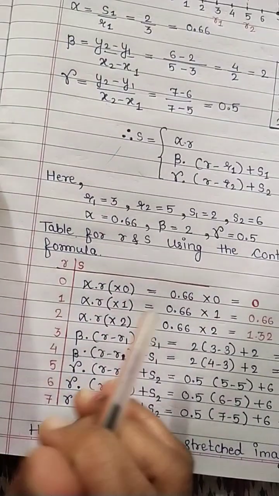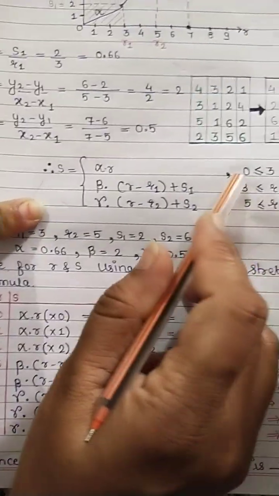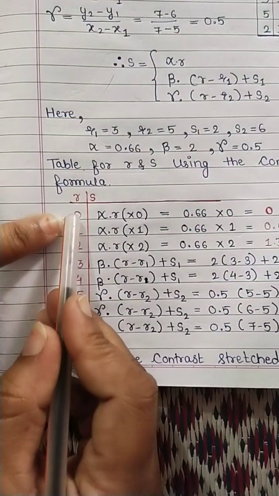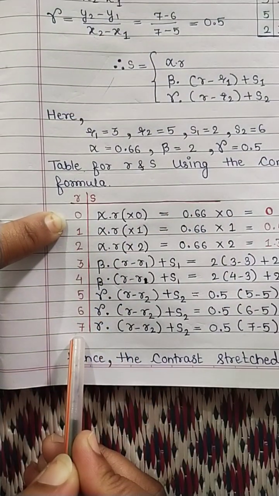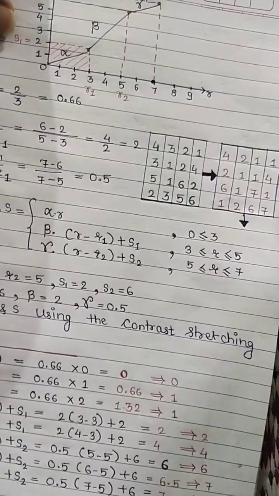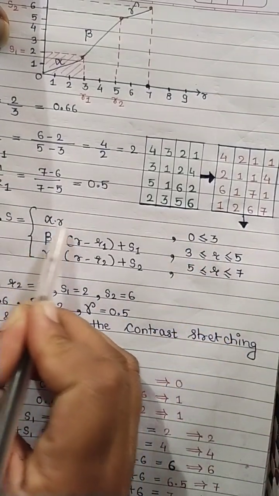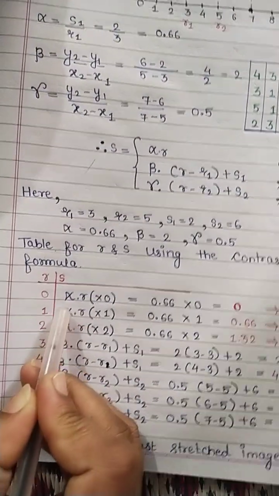Okay, so first step is what? Where we will take the ranges between 0 to 7, right? So I will write 0 to 7 input. Now at the point 0 to 3, what do we have to calculate? We have to calculate alpha R.